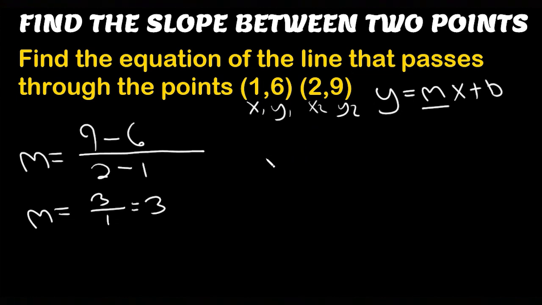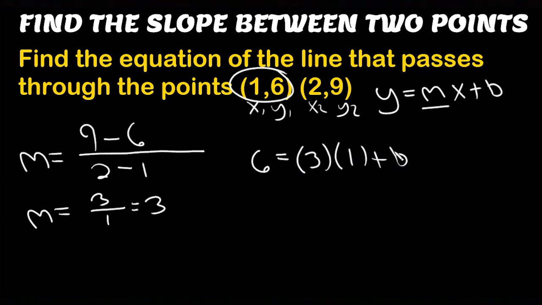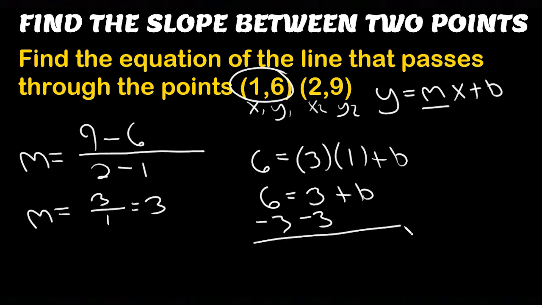So writing this out, my y value here, if I use this point, is going to be 6. 6 is equal to my slope, which is going to be 3, times my x value, which is going to be 1, and then plus b. Okay, so now you get 6 is equal to 3 plus b. Now all I have to do is solve for b, minus 3 on both sides. This will cancel. 6 minus 3 will give you 3. 3 is equal to b, right?